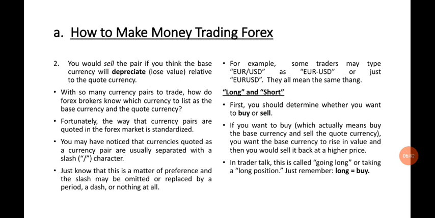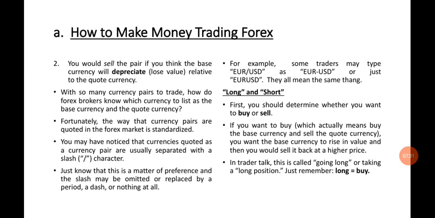With so many currency pairs to trade, how do forex brokers know which currency to list as the base currency and the quote currency? Fortunately, the way that currency pairs are quoted in the forex market is standardized. You may have noticed that currencies quoted as a currency pair are usually separated with a slash character. Just note that this is a matter of preference, and the slash may be omitted or replaced by a period, a dash, or nothing at all. For example, some traders may type Euro USD with a slash in the middle, as Euro dash US dollar, or just Euro USD. They all mean the same thing.